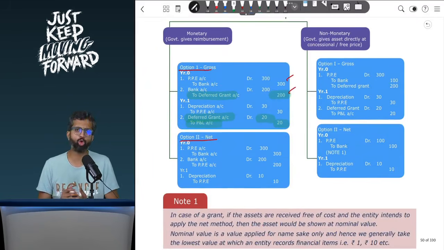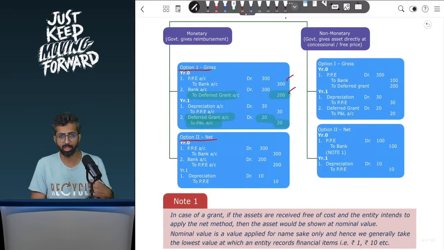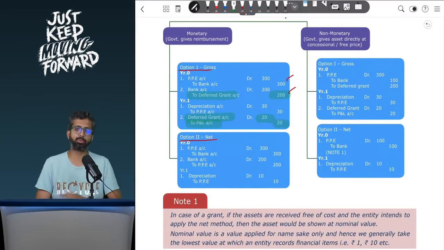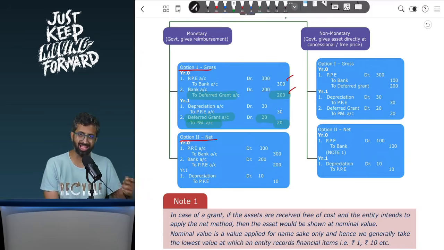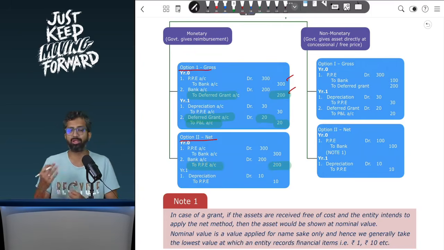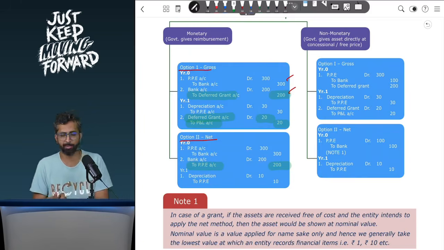Next, you look at the net method. Now, under the net method, you will net off the grant received from the cost of the asset. So when you purchase the asset, it is asset account debit to bank 300, and then bank account debit 200, you will credit the asset. So over here the PPE will be credited, and hence the asset will be at the net amount of 100, which will be depreciated over 10 years. So 100 divided by 10, that is 10 rupees per annum, will be depreciation. There is no separate deferred grant account, and hence there is no separate question of an amortization.